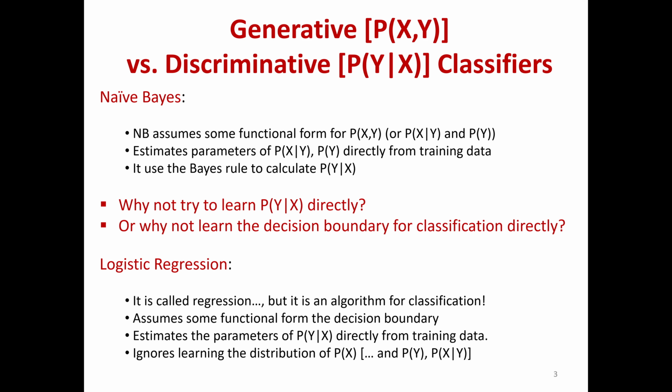To summarize the most important points of logistic regression, logistic regression assumes some kind of functional form of the decision boundary. It estimates the parameters of P(y|x) directly from the training data, and it ignores learning the distribution of P(x) completely.